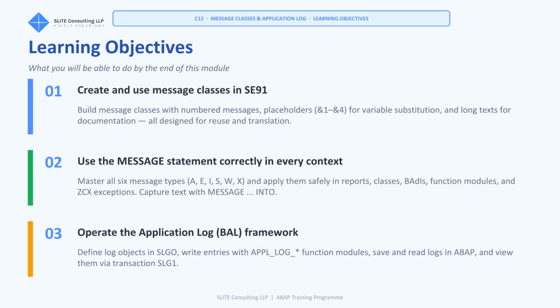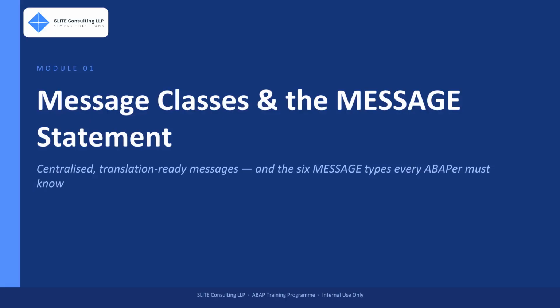The objectives are arranged from foundational to operational. By the end, you will have everything needed to communicate with users and audit what your code did. This first half of the module covers the messaging foundation: message classes maintained in SE91, the message statement and its 6 types, placeholders &1 to &4, capturing text with message into, and the context-specific rules for using message inside form routines, class methods, BAdIs, and function modules. By the end of this section, you will have the building blocks every ABAP program uses to communicate status, warnings, and errors back to users in a translation-ready and reusable way.